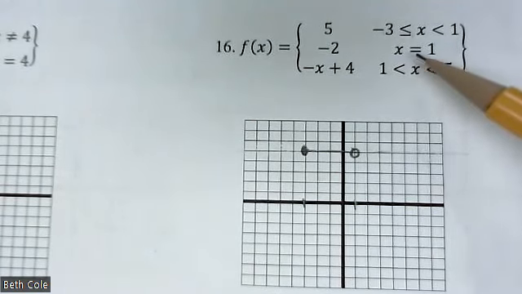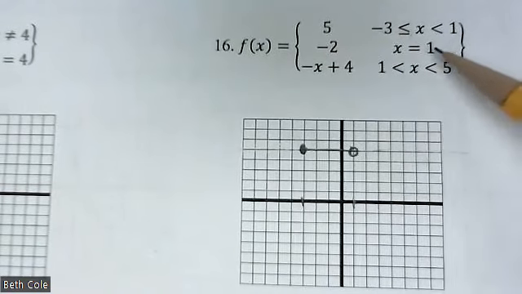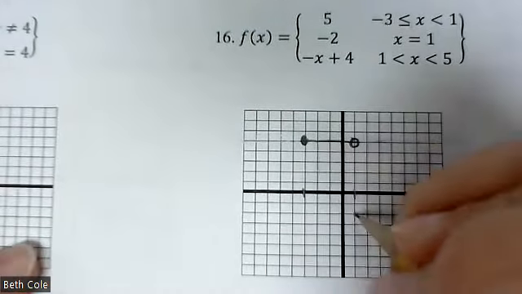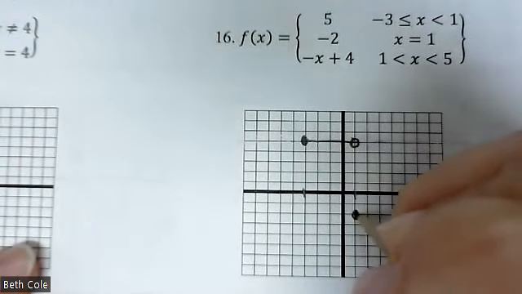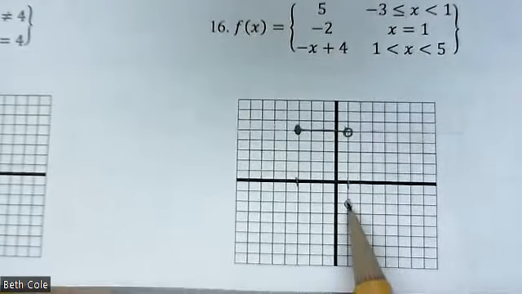Now this is interesting. Just when x equals 1, so it's a single point, we want to be at -2. So it's the point (1, -2). So it's that floating point. So just a filled in circle right there.